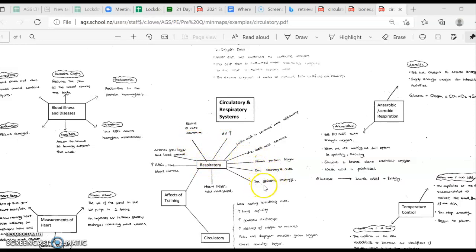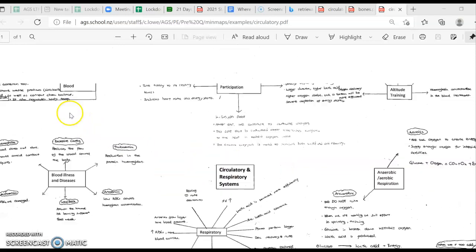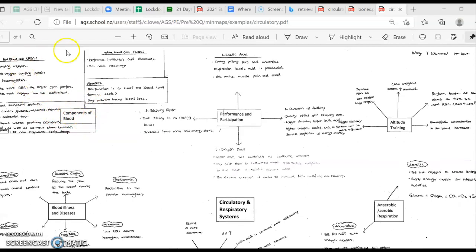And you can see all the other ones that we've got in here. Increased gaseous exchange, increased red blood cells, more blood is carried around. So some of these are immediate and some are chronic, e.g. long-term. What is up here, what are the different components of blood? You write down everything you know and then fill in the gaps, the bits you don't know.